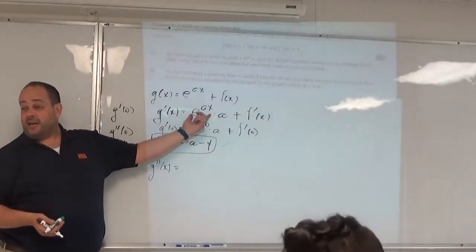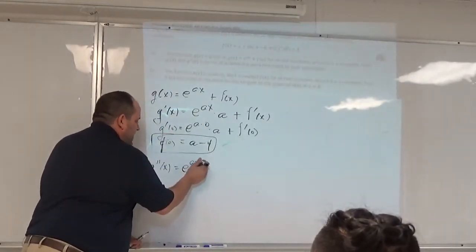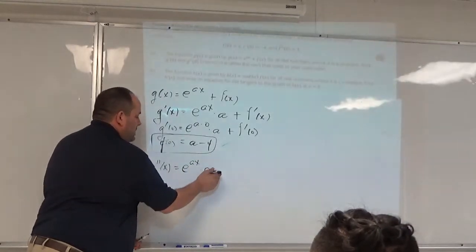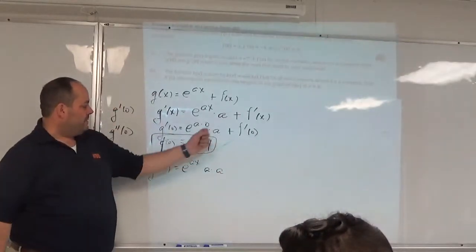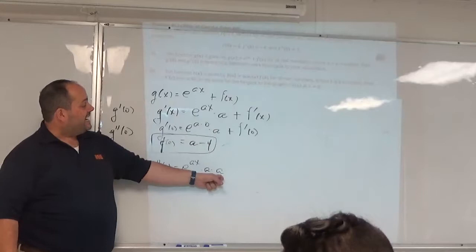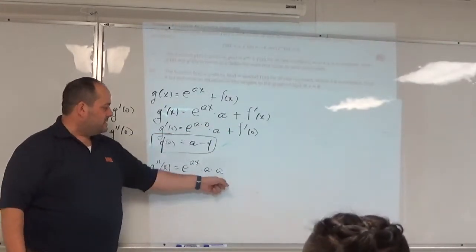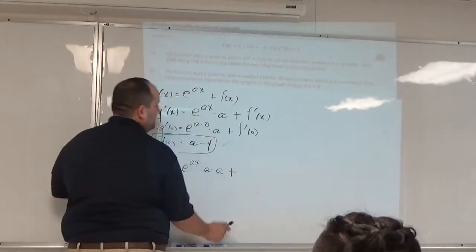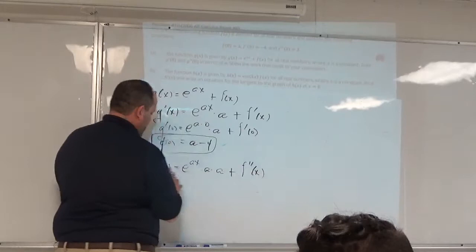I've got e to the ax. So the derivative of e to the ax is e to the ax times a, times a again. The first a is coming from the chain rule. The second a is coming from the fact that you're multiplying by a. So e to the ax times a. Plus, I need the derivative of f prime of x. F double prime of x.